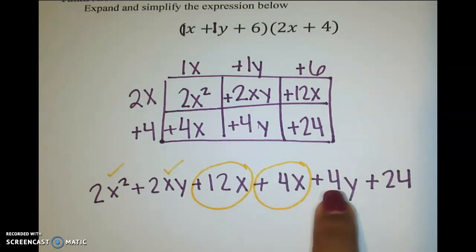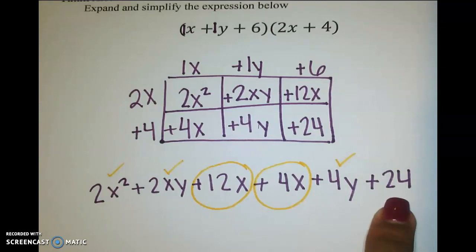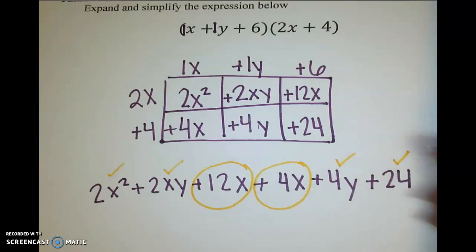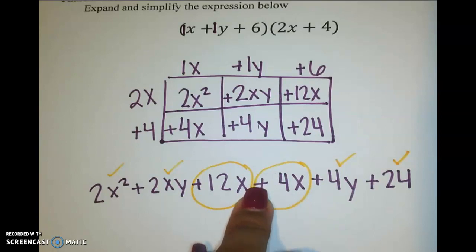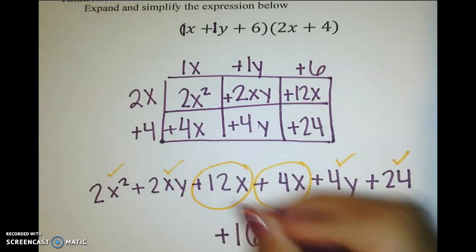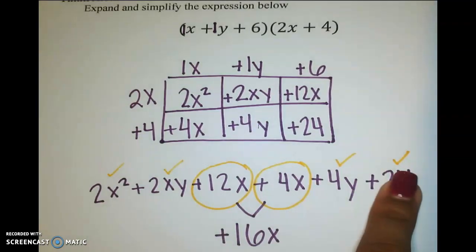Now I'm looking for 4y. Do I have anything else that just has the y in it? Nope. So that's going to stay the same. And then I have my constant of 24. Do I have any more constants? Nope. That is going to stay the same. So the only thing I'm going to be combining is positive 12x plus positive 4x. If I were to combine them, I know it's going to be a positive 16x. Everything else, I put little check marks so I know I don't need to combine them with anything else.